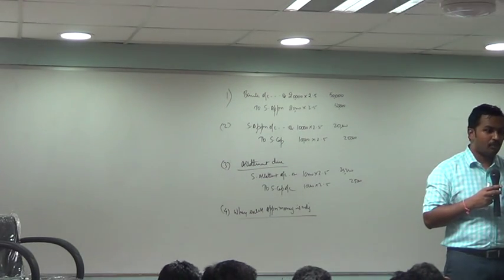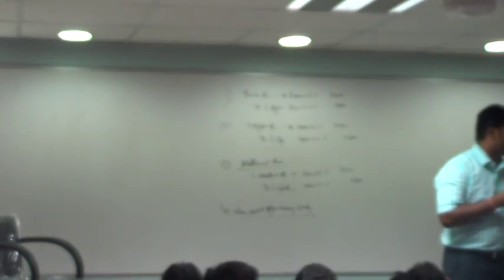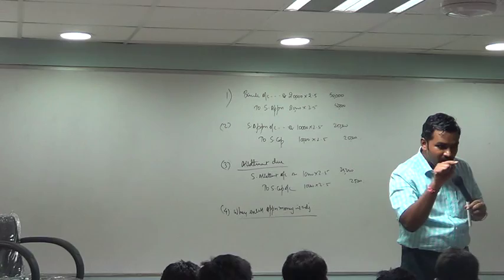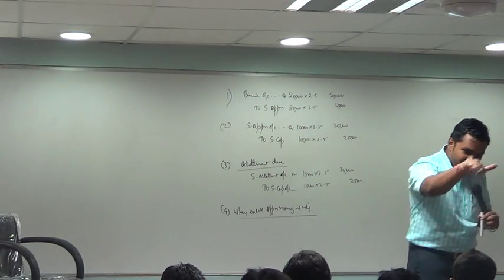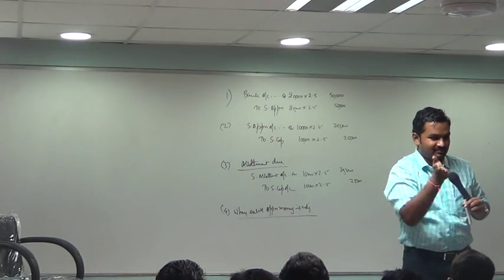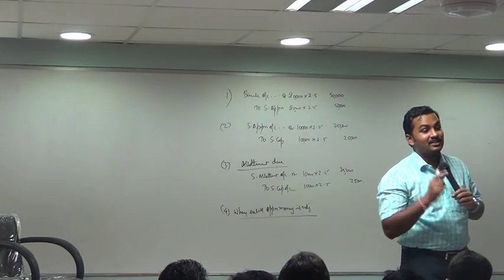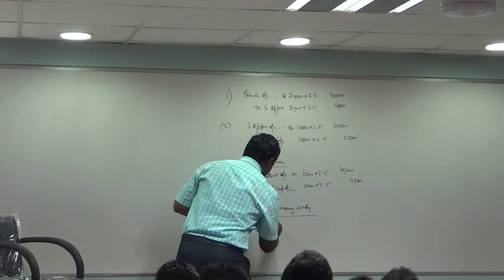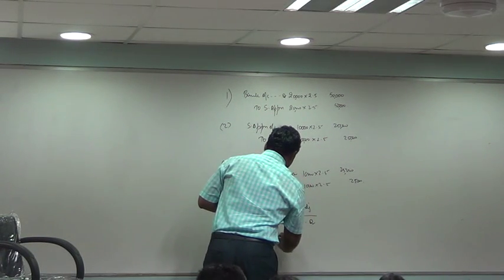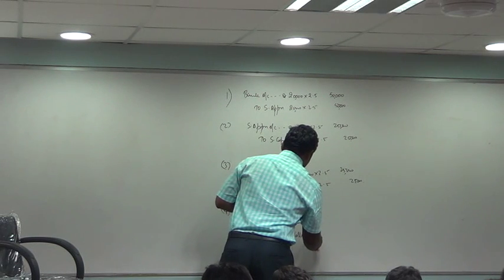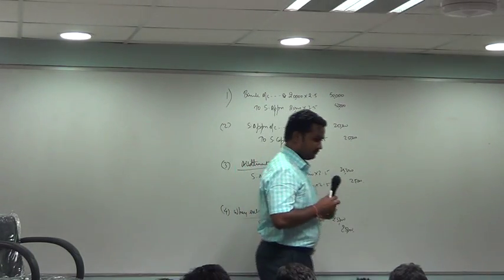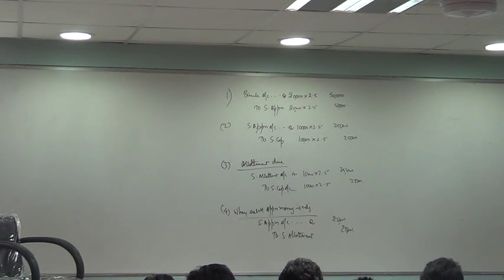Returning the amount: share application account debit to bank account. Then you receive allotment money. What is the entry you write? Bank account debit to share allotment. Let us write the entries again. Share application money account debit to bank, and you return money. And you receive allotment money: bank account debit to share allotment. Bank cancels. What is the entry that remains? Share application money account debit to share allotment account. How much? The entire 25,000. Share application account debit to share allotment is the entry we pass.